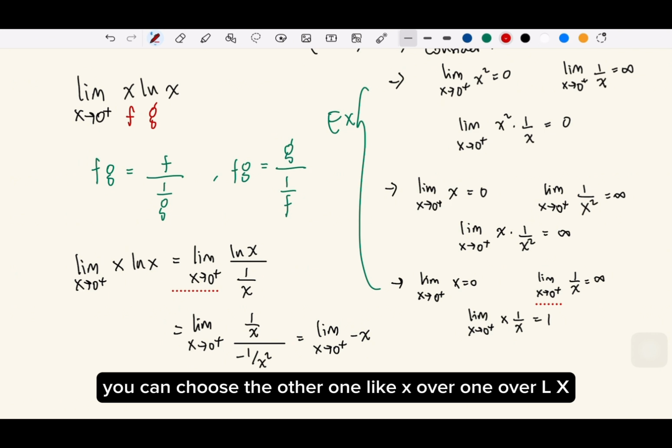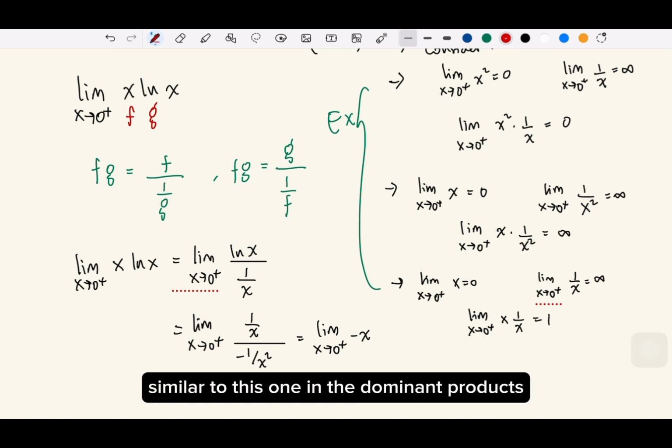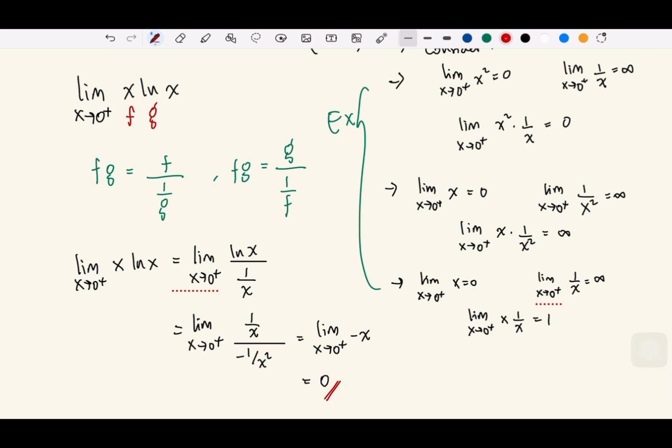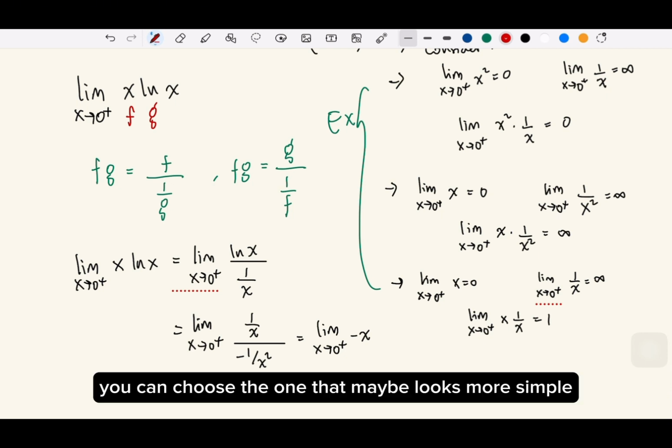You can choose the other one, like x over 1 over ln x, but perhaps it's going to be more complicated. So if you have random functions similar to this one, indeterminate products, you have two options. You can try the f over 1 over g, or maybe g over 1 over f. You can choose the one that maybe looks more simple.